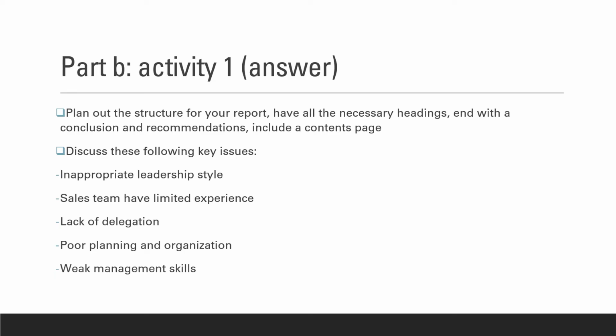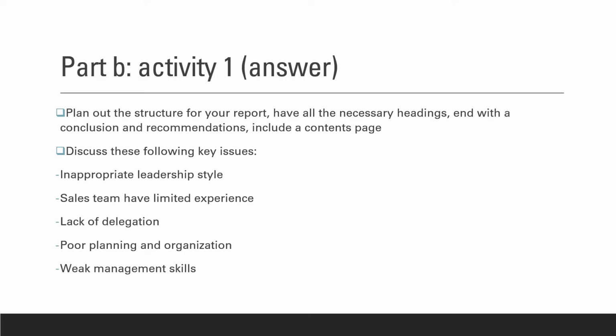Now, let's look at the Part B, Activity 1, a possible answer that you could write out. So you plan out the structure of your report, have all the necessary headings, and end with a conclusion and recommendations, and also include a contents page. Discuss these following key issues. Now, if we look at the case study that we've just been looking at, here are some of the following key issues that have been seen, which is there's been inappropriate leadership style, the sales team have limited experience, there's lack of delegation, there's poor planning and organization, and there are weak management skills.